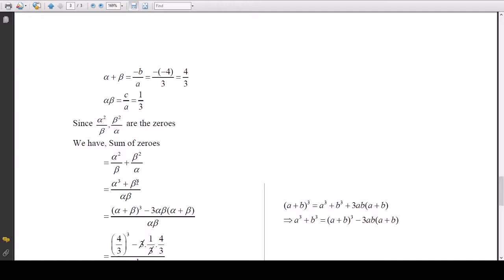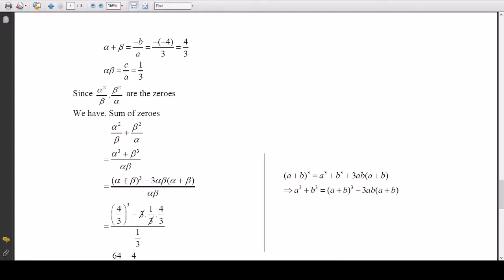Now alpha cubed plus beta cubed can be written in this form: (alpha plus beta) whole cubed minus 3 alpha beta (alpha plus beta), the same as we have done earlier also, using the expansion of the identity (a plus b) whole cubed. We need a cubed plus b cubed. Just transpose this 3ab(a plus b) to the left side. Now if a is alpha, b is beta, then alpha cubed plus beta cubed will be how much? (Alpha plus beta) whole cubed minus 3 alpha beta (alpha plus beta). Okay, as I've written here.